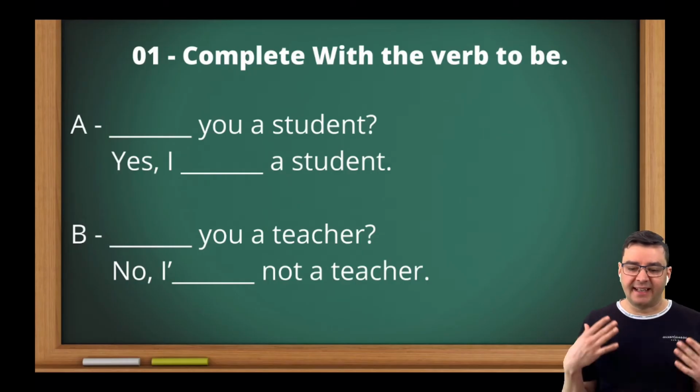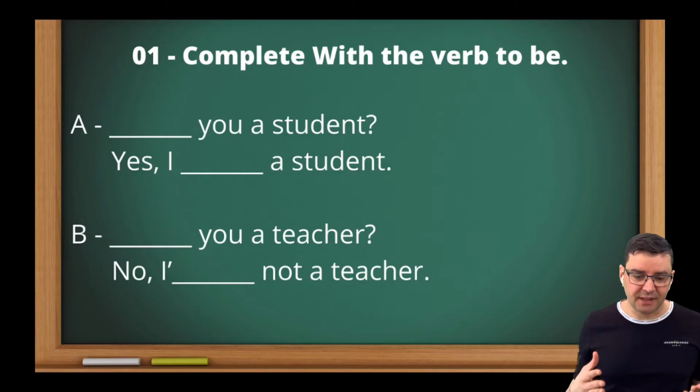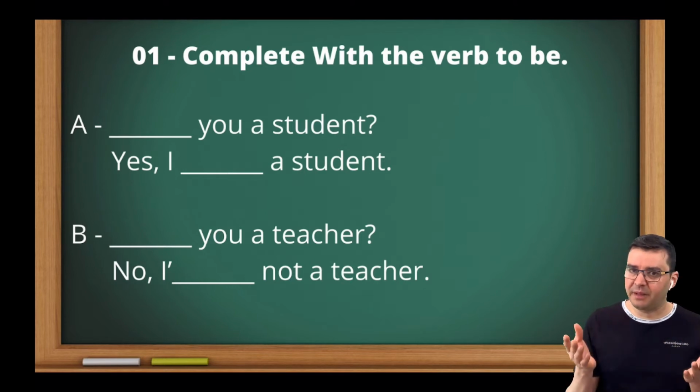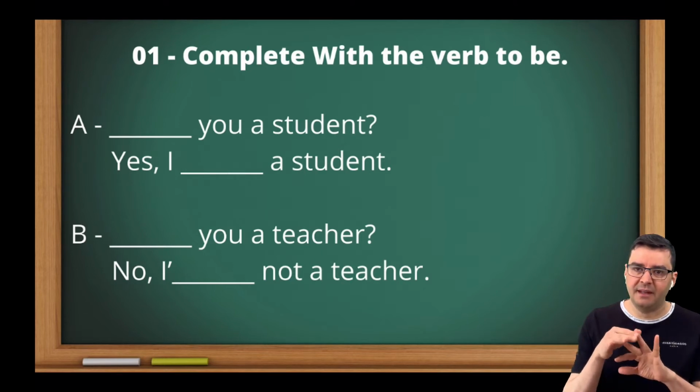Então, vamos lá, gente. Já está aí na tela a primeira atividade, então vamos fazer junto. One, complete with the verb to be. É verb to be, gente. Então, é am, is ou are. Não esqueça.